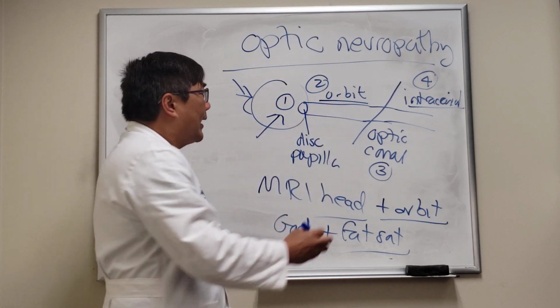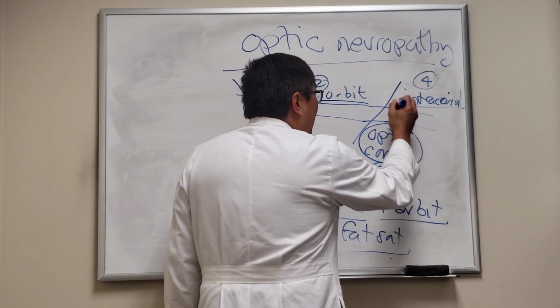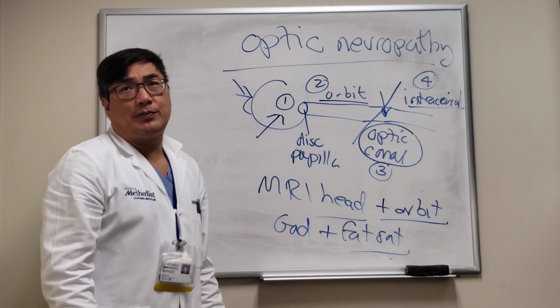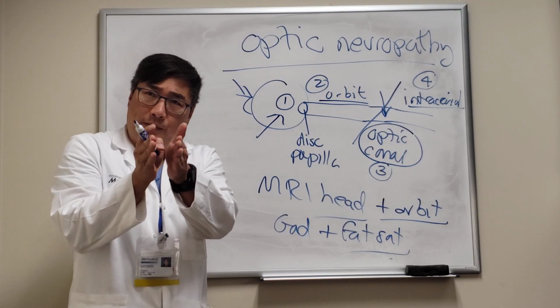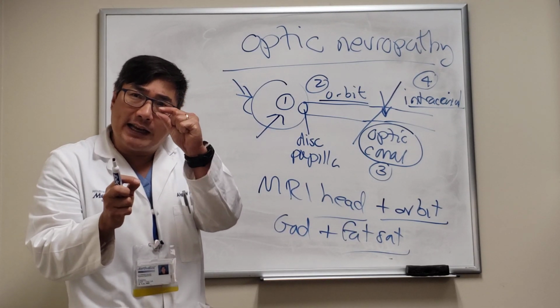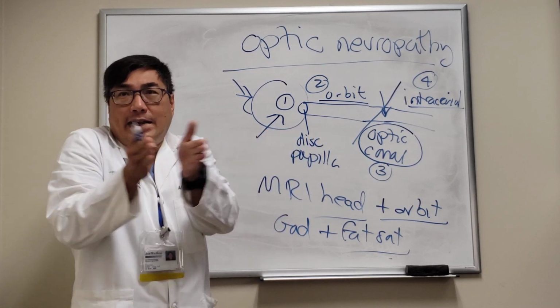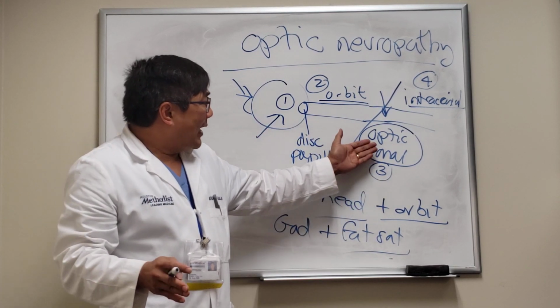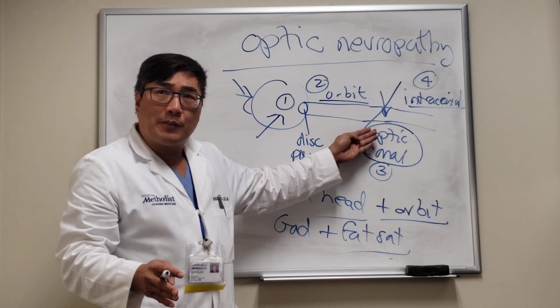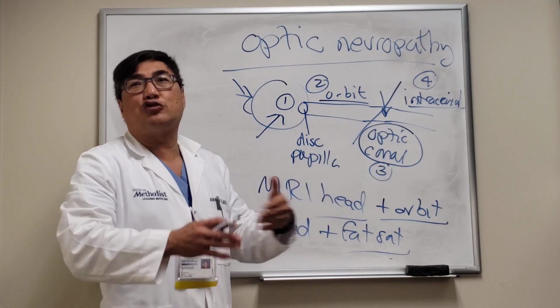And in the canal, that's a very dangerous place for a lesion to be because it's a compartment syndrome. A very small lesion in the canal can cause bad vision because it can't go anywhere. And so now you can see why imaging the canal is super important. The other reason the canal is important is trauma.